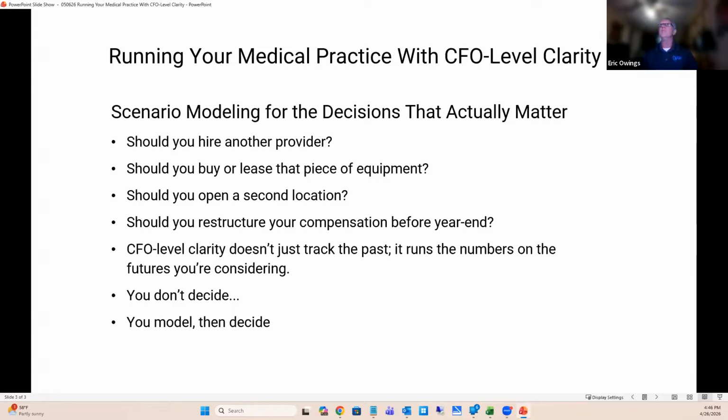So hopefully you found this helpful. This is the second of a four-part series. We're going to talk about some of the blind spots that might be in your practice next week. And then we'll wrap up with what it looks like to actually work with a fractional CFO, what it costs. You may be surprised how cost effective it is and the return on investment.